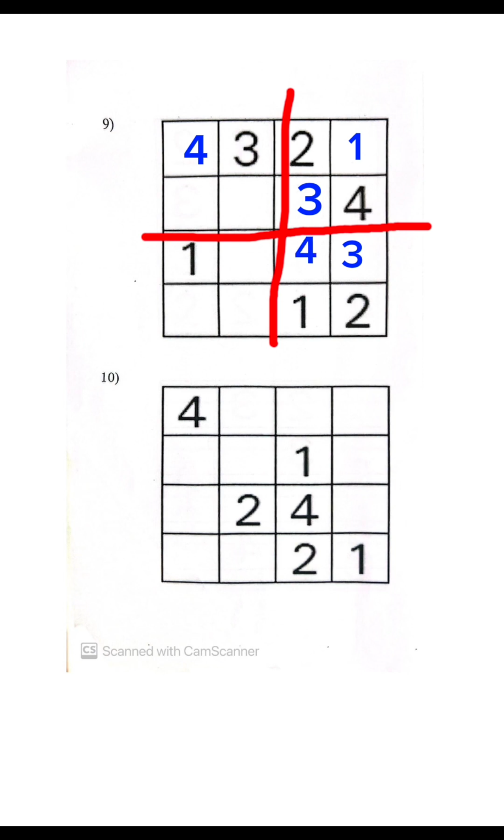Now in row number 2, we have 2 missing numbers, which are 1 and 2. So I put 2 in the first column to avoid the repetition of 1 in the first column, and I put 1 in the second box. In column 1, we have a missing number, which is 3. In row 3, we have 2 as a missing number. And in row 4, we have 4 as a missing number.